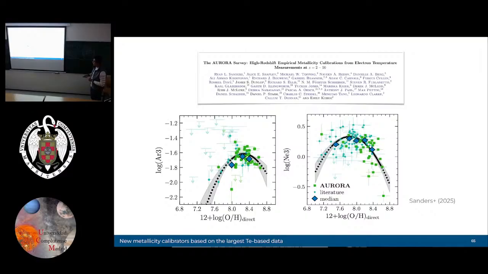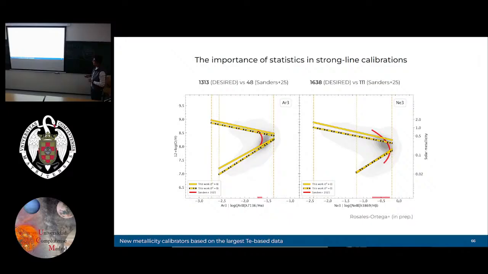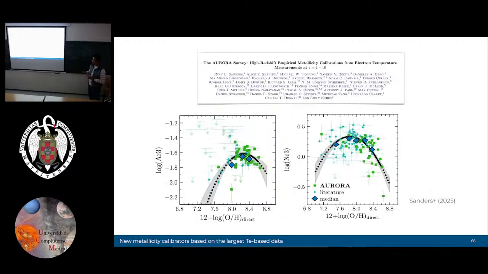But if you put these calibrations by Sanders and collaborators and compare to our data in the other way, well, you see that this is actually the range that they cover in the index, which has nothing to do with the full data, the full sample. And another thing that is in discussion in the literature is whether we need other sub-calibrations for the high redshift universe, considering that the spectra, the ionization parameters, the excitation conditions are supposed to be different from the local universe.